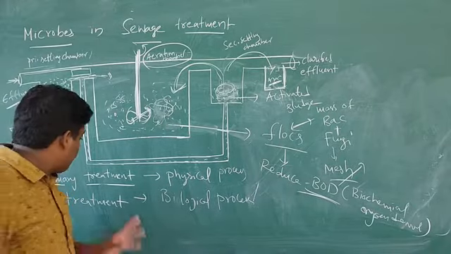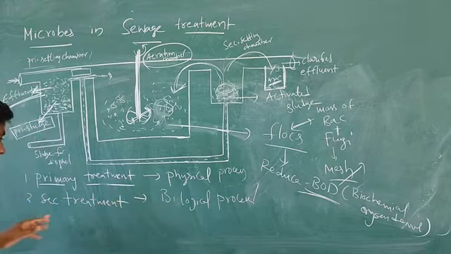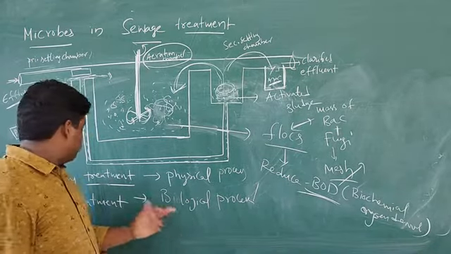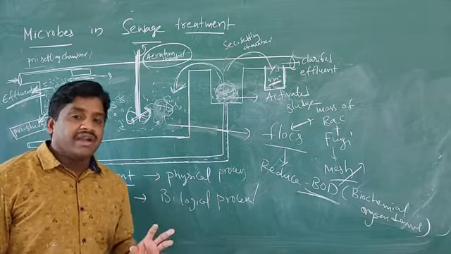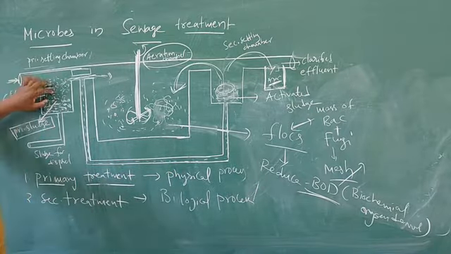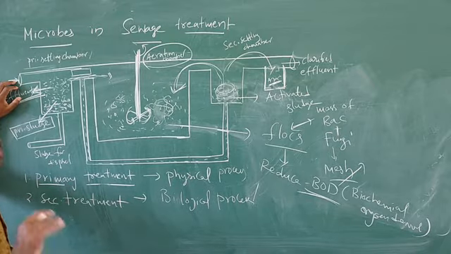Very, very important. Primary treatment, as I said: here, primary treatment is the physical process, and secondary treatment is the biological process. Primary treatment, the physical process, means the physical removal of small and large suspended particles present in the sewage. For this we use the methods of sequential filtration and sedimentation.